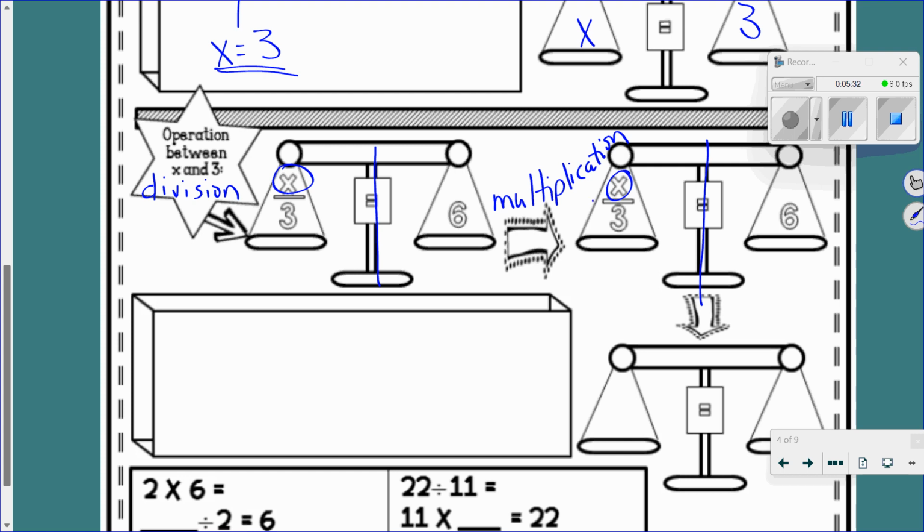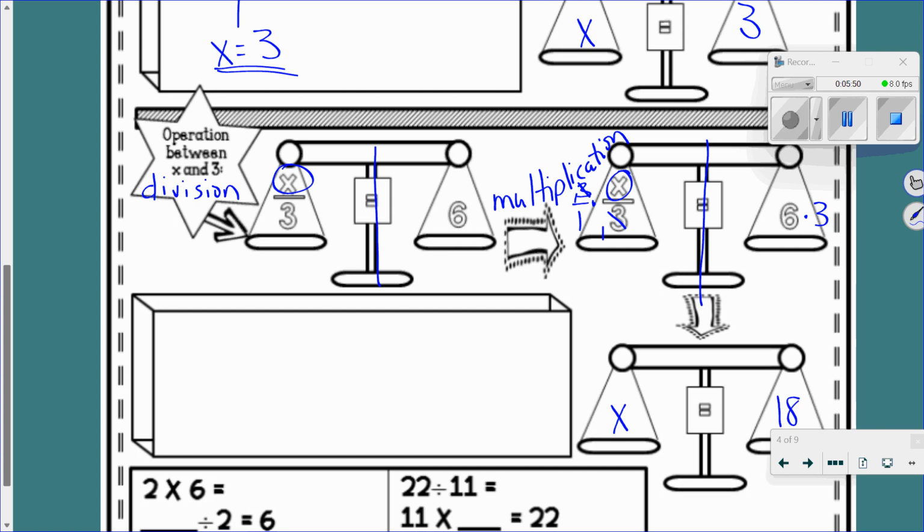In this case, it becomes 3 over 1. 3 divided by 3, and we cross those out, they become 1. I now have 1 times x. What does 1 times x equal? X. What does 6 times 3 equal? So my solution is x equals 18.